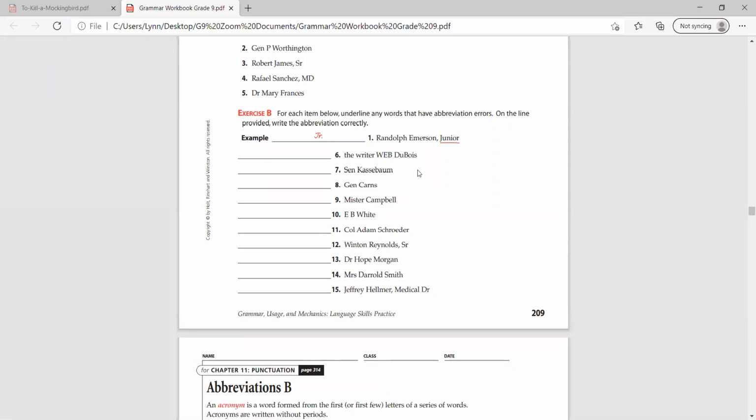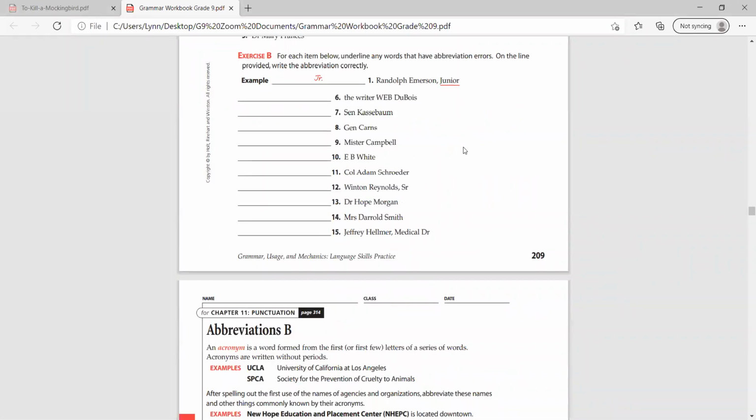Okay? All right, number 7. We'll put a period after Sen. Yeah, what does SEN stand for? Senator. Yes. We'll abbreviate this name to G.C. No. We'll put a period after Gen. Yes, because what does this stand for? Do you know? No. General. Yes, very good.